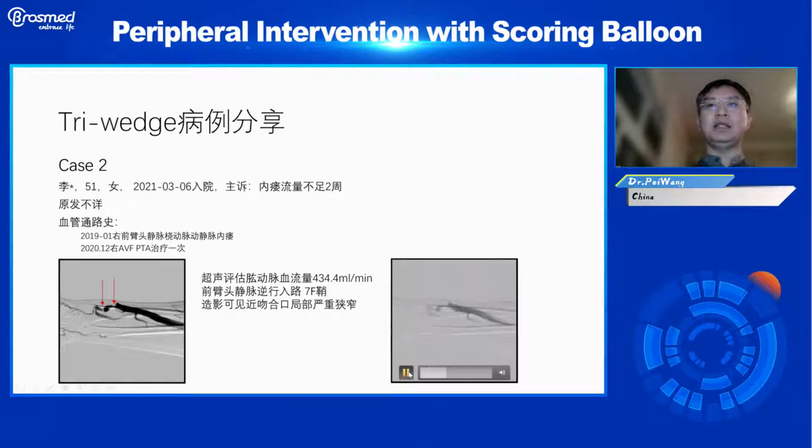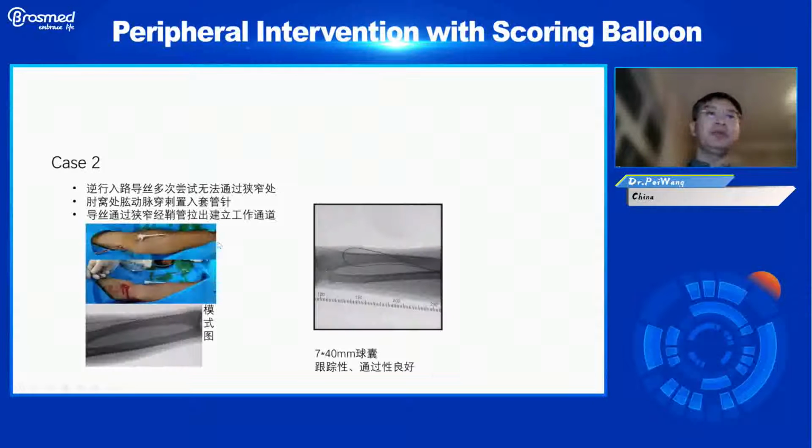So the first pass was a retrograde. And after we entered, the guide wire could not pass the lesion. And because it cannot pass, at the humeral artery, we did a puncture, and we didn't use the sheath. We didn't enter the artery sheath. We just entered the guide wire after passing the lesion. From the 6F sheath, we put out the guide wire and we established the working channel.